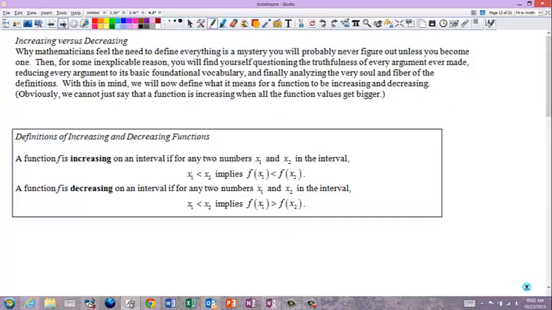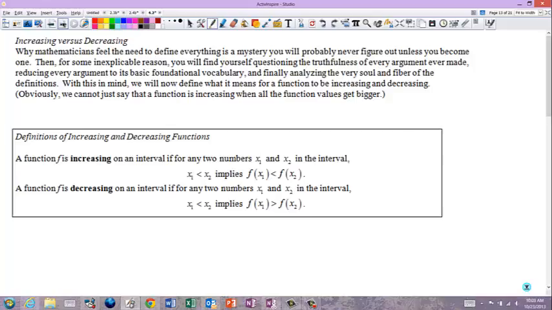Increasing versus decreasing. Why mathematicians feel the need to define everything is a mystery you'll probably never figure out unless you become one. Then for some inexplicable reason you will find yourself questioning the truthfulness of every argument ever made, reducing every argument to its basic foundational vocabulary, and finally analyzing the very soul and fiber of the definitions. With this in mind, we will now define what it means for a function to be increasing and decreasing.